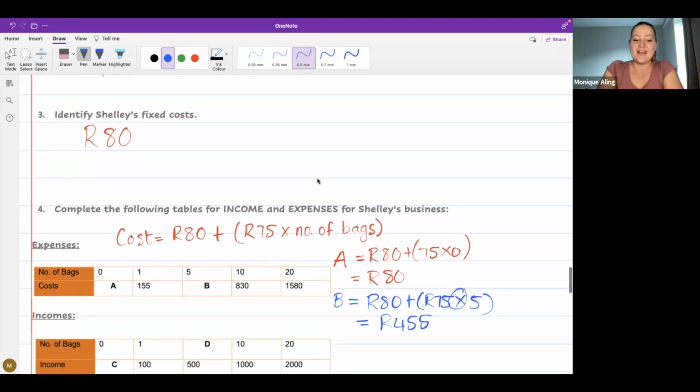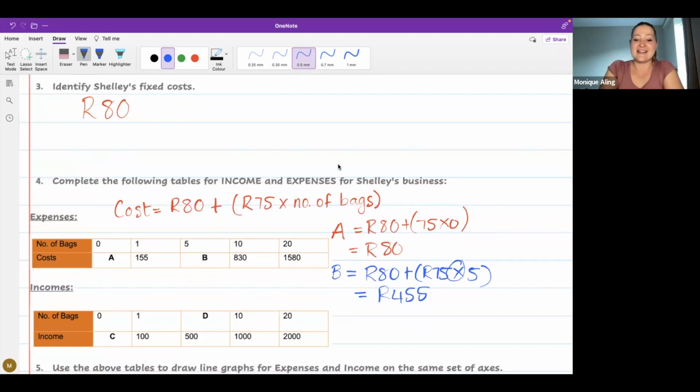Okay, then let's look at the incomes table. We've got missing values again. I'm going to ask you guys to take the lead here and work out C and D for me, please. And again, guys, you're more than welcome to take screenshots throughout the lesson so you have the work. If I'm moving too quickly and you can't write as fast as I'm scrolling.